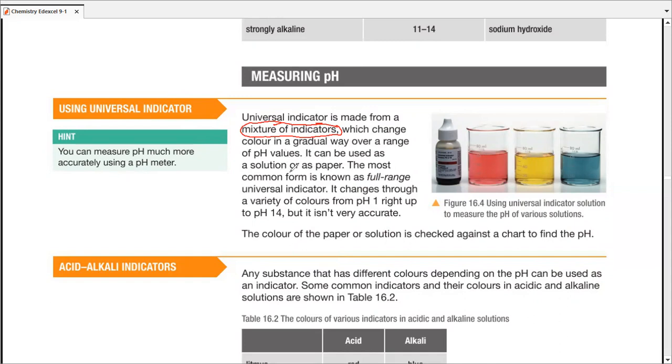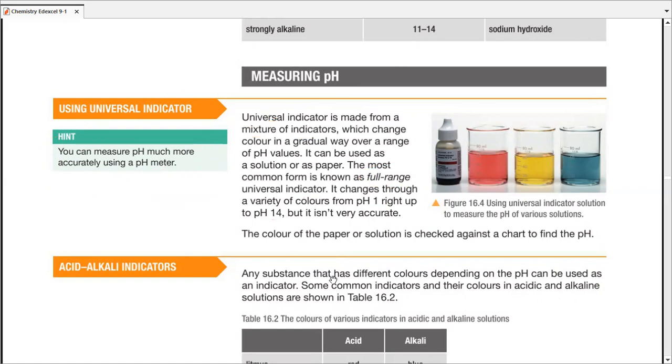We can use them as solution or as paper. The most common form is full range universal indicator. The name of universal indicator is also full range indicator, because it can work all the way from 0 to 14. So that's why we say it's a full range indicator. The same thing is given over here, but it isn't really accurate. We will talk about what we can do for more accuracy. Actually, there is a hint present right over here, and they're telling you that a pH meter is going to be far more accurate than any kind of pH or indicator paper.